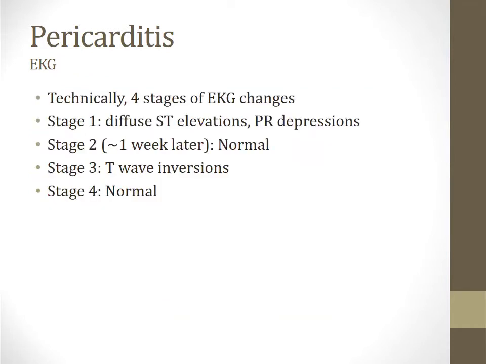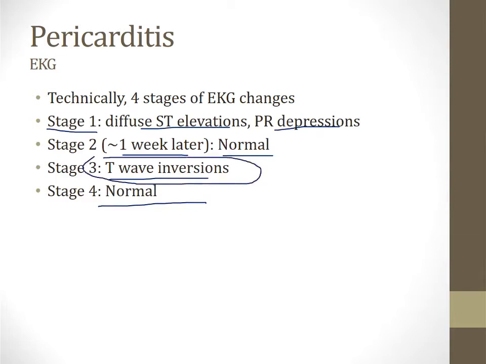Technically, there are 4 stages of EKG changes in pericarditis. Stage 1 is the first stage, and this is what I'm talking about in the last slide: diffuse ST elevations and PR depressions. About a week or so later, the ECG will look normal, and about a week or a few days after that, the ECG can develop T-wave inversions, and then it can go back to normal again. So what you need to understand is that sometimes you can see T-wave inversions in a person who had pericarditis a few weeks ago, and that's actually a normal progression of changes, not a sign of a new heart condition.